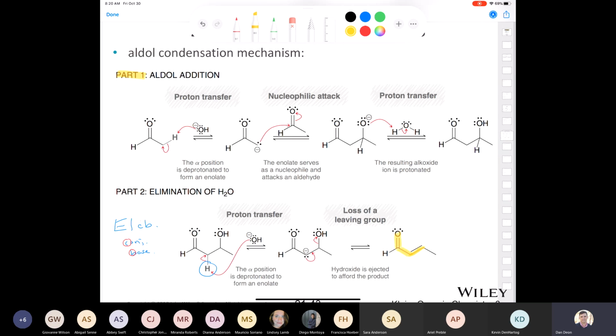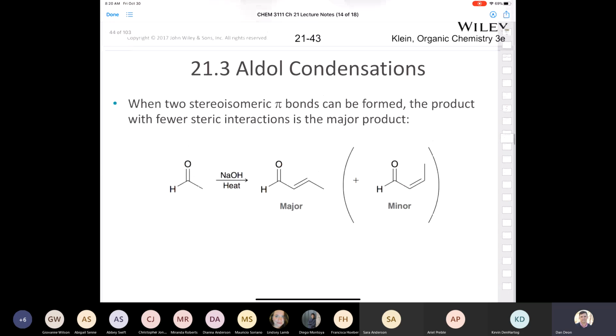Now, another thing you might be pondering is, well, come on, I have a sigma bond here that has free rotation, and here as well. Why did you draw the trans product or the E product here? Well, when it comes to stereochemistry, when you can form two stereoisomers, the major product is going to be the one with the fewer steric interactions, nothing more than that. So when we draw the product of our aldol condensation, the major product is always going to be whichever one, whether it's E or Z, cis or trans, depending on the situation, just has the least steric hindrance. That's going to be your major product.